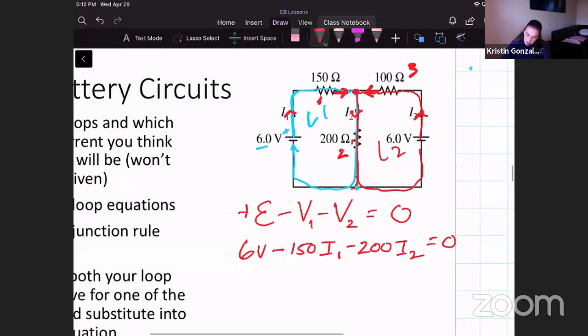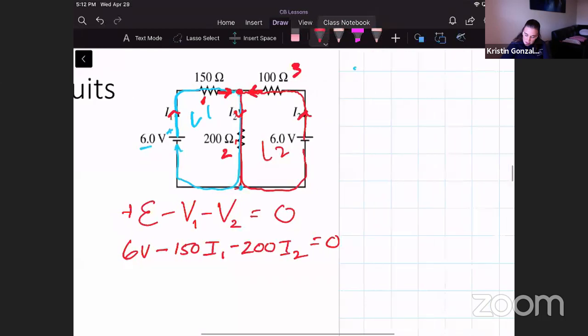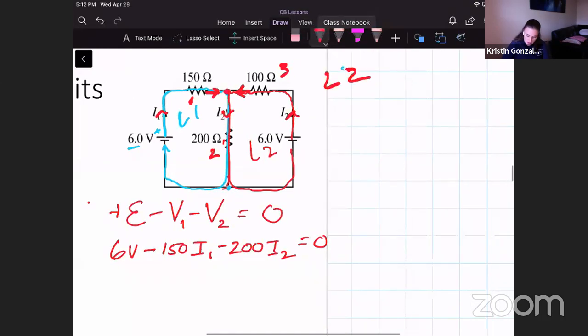Okay, so let's do that for loop 2 also. I guess this really should have been in blue, but let's look at loop 2. So this is loop 1. And I'm going to go ahead and just start plugging in numbers because we're all familiar with this now, right? As we go through, we're going out our battery, out that positive, so that's a positive 6. We get a potential difference drop across our 100 ohm resistor. This is now current 3.